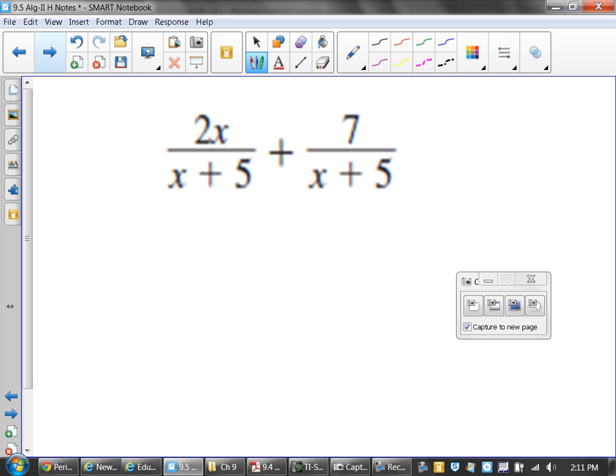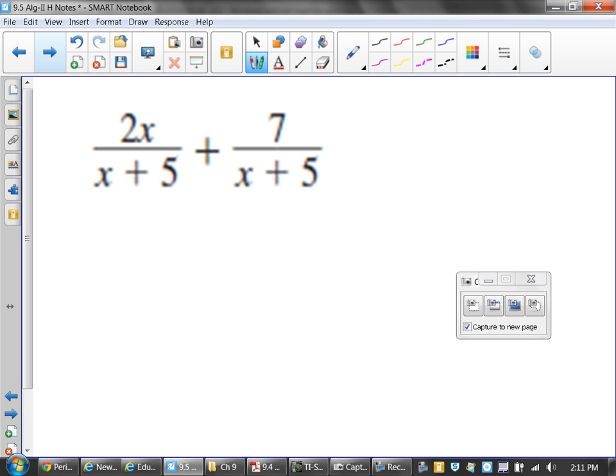Do they have the same denominator? Yeah. What's the denominator? x plus 5. So your common denominator is x plus 5. What do you do with your numerators then? Just add them together.